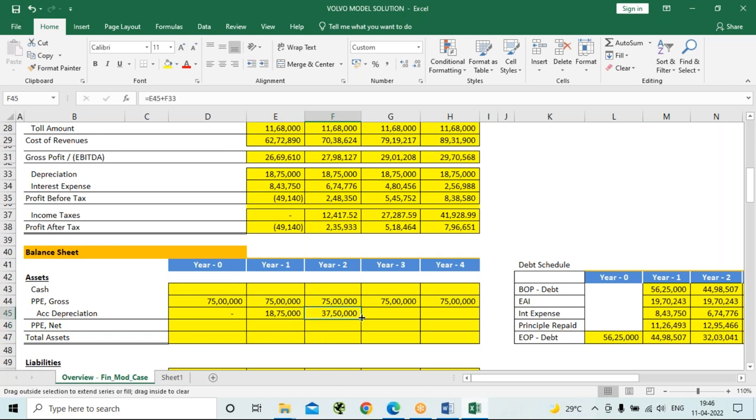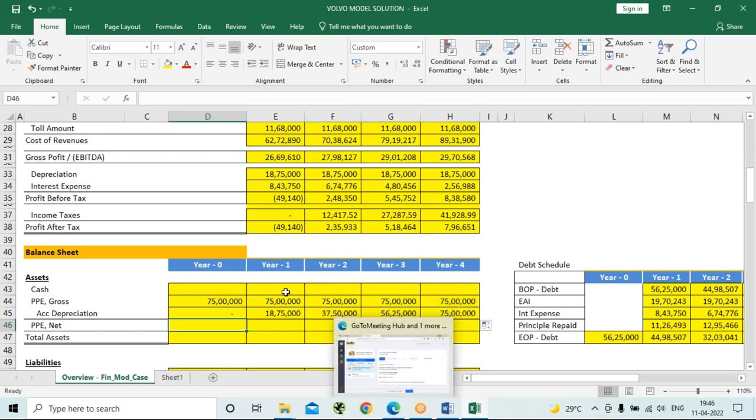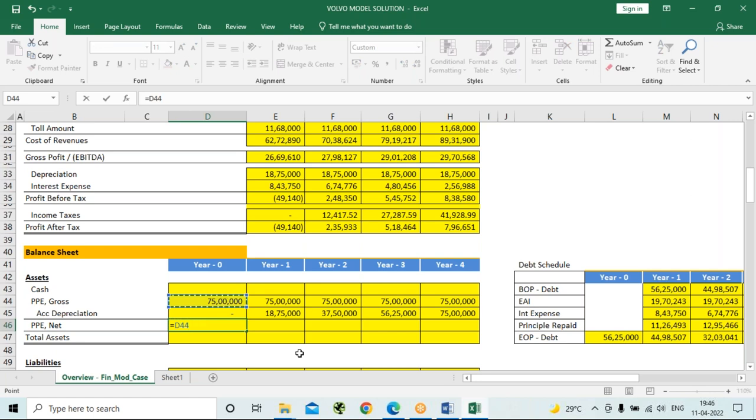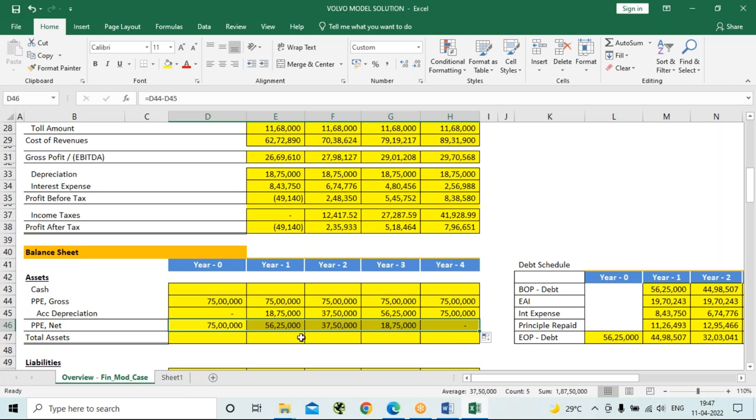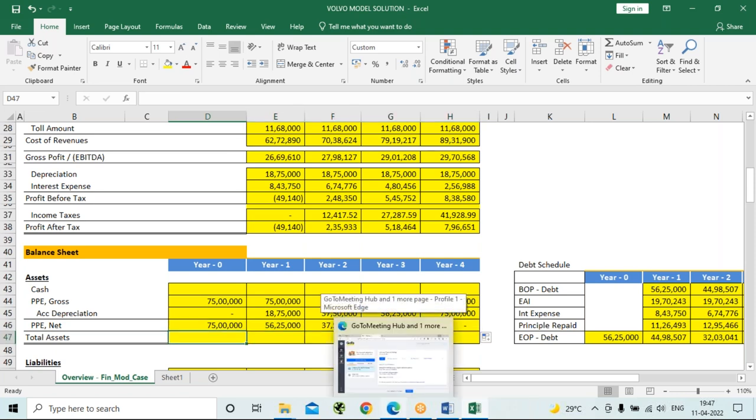Which I will calculate till the end of the period. So it is going to be equal to the asset value. So PPE net will be calculated as equals to PPE gross value minus accumulated depreciation value. And if you see at the end of the period, the asset value is going to be zero.